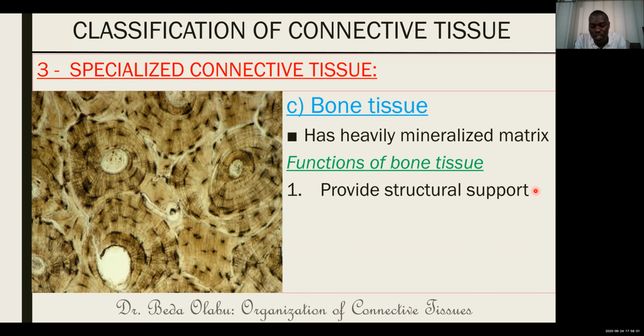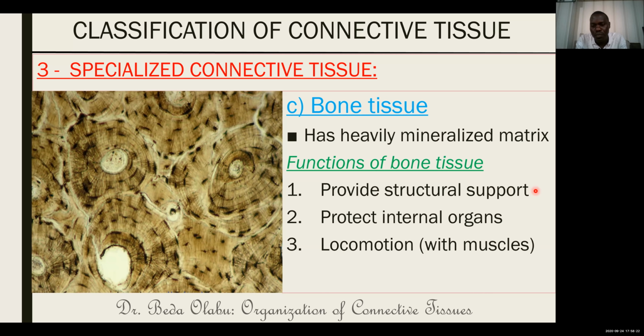Bone also protects internal organs. For example, the skull protects the brain, the ribs protect the lungs and the heart, the vertebral column protects the spinal cord. Bone is also important for movement together with the muscular system. Bone is also a very large reserve for calcium. Over 90 or even over 95% of body calcium is within bone. We can also say that bone marrow, those cavities within bone, is a site of formation of blood.